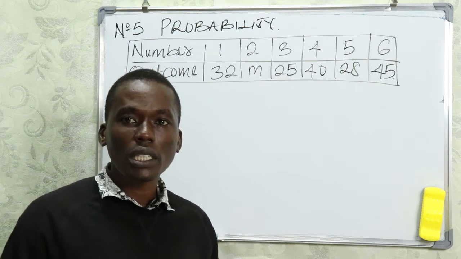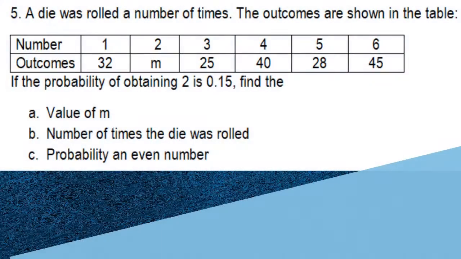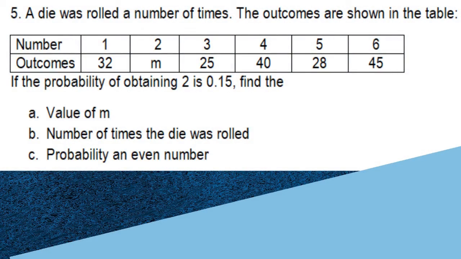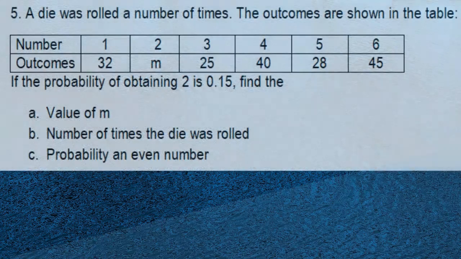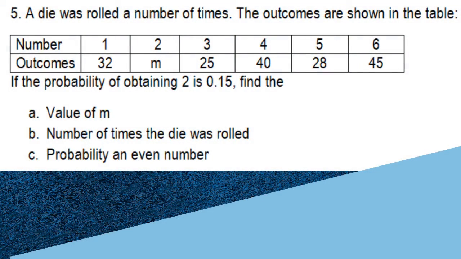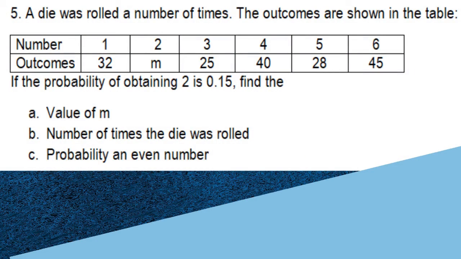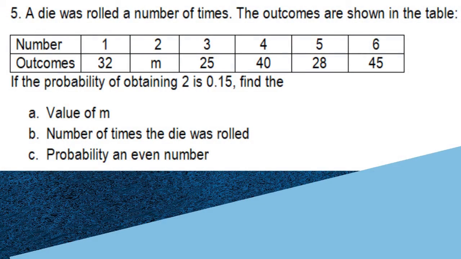Today we'll be looking at the topic probability, and the question says a die was rolled a number of times. The outcomes are shown in the table above. The question says if the probability of obtaining 2 is 0.15, find the value of m, that is A. Question B says find the number of times the die was rolled, and the third question says find the probability of getting an even number.